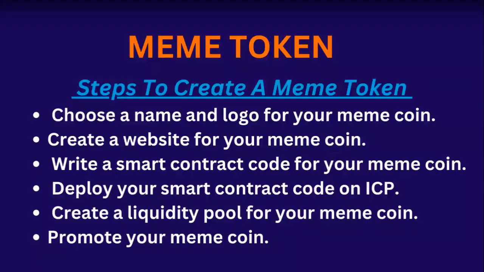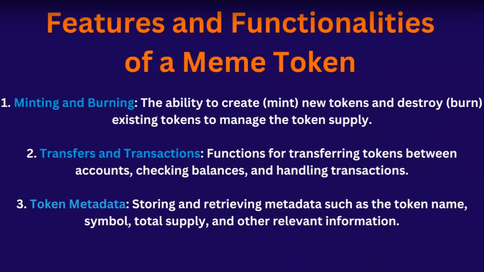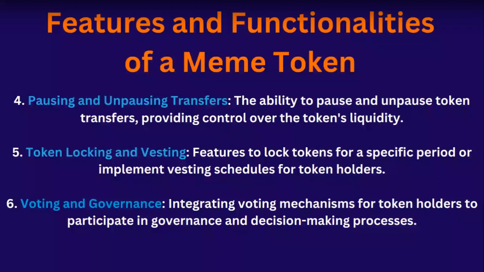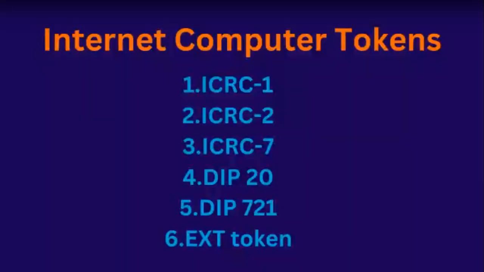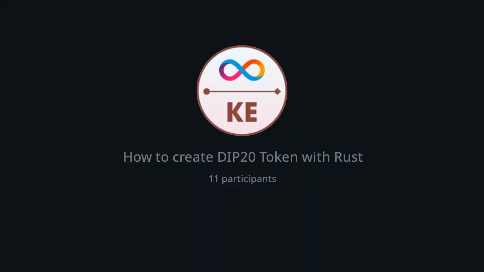We talked about the steps on how to create a meme coin. Most of the people have already done all of these steps: choose the name or the logo, create a website, write a smart contract, deploy, add liquidity, and then promote your meme coin. We talked about features and functionalities of a meme coin, and then different types of tokens. For our particular meme-thon, we were encouraged to do an ICRC2 type of token.